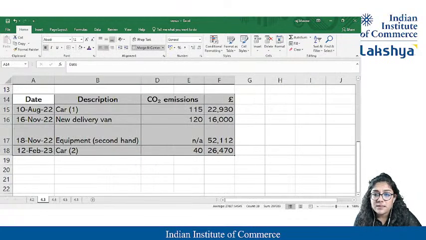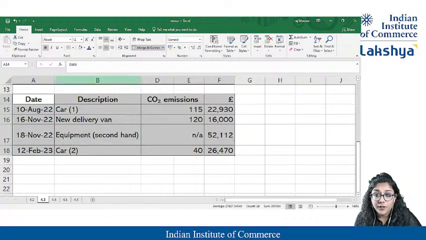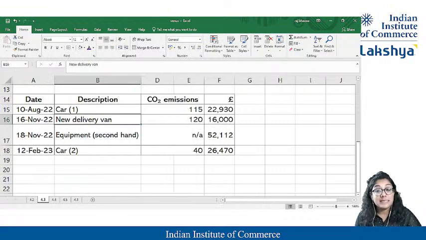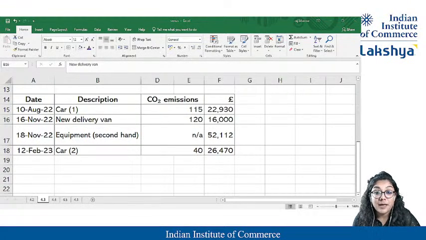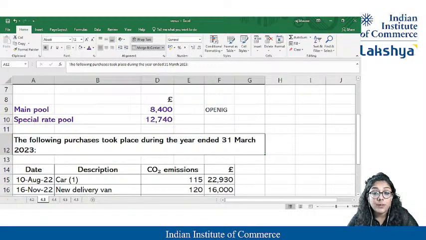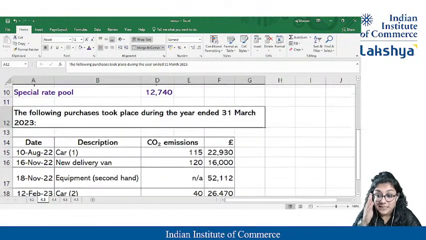Are you able to see this clearly? Very important now. Very, very important. This is the only important thing which is carrying the marks. So first, the following purchases have taken place in the current year.